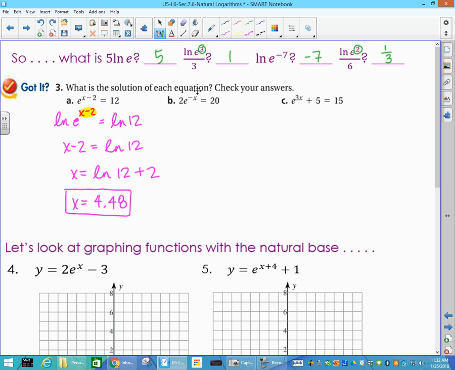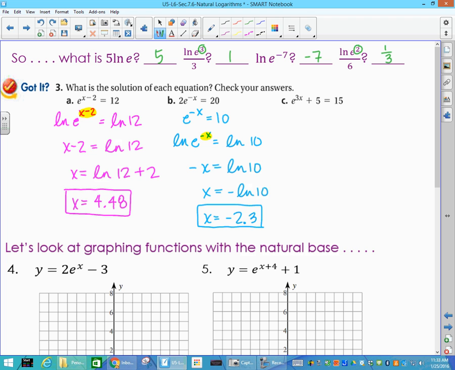Okay, 2e to the negative x equals 20. You want to isolate that exponential expression first, so we're going to divide by 2. 20 divided by 2 is 10. And now I'm going to say ln of e to the negative x equals ln of 10. So I'm taking the log of both sides. And then ln of e to the negative x, that's our same-base problems, where our bases are the same. And so this is going to be negative x equals ln of 10. So x equals the negative ln of 10. And that, of course, is negative 2.3.